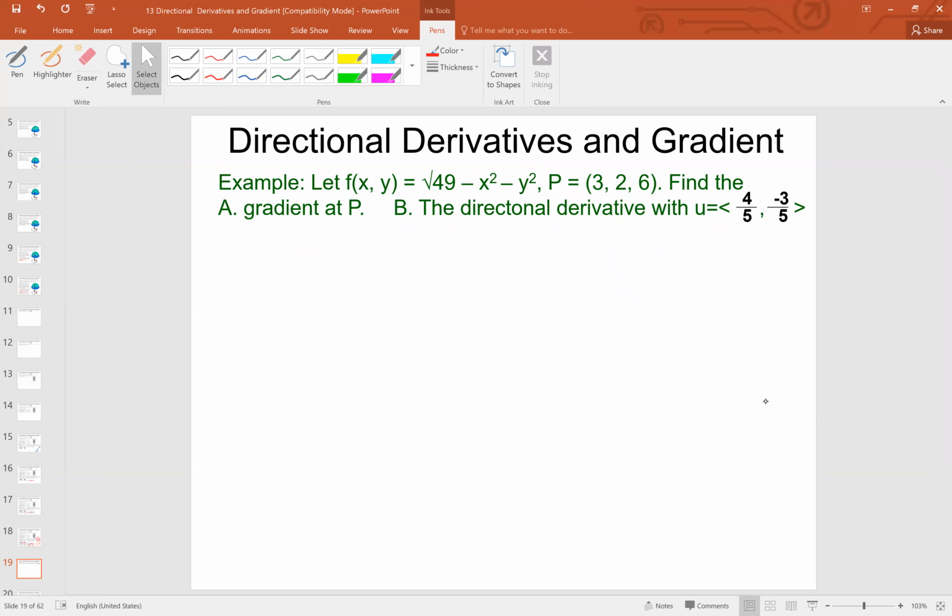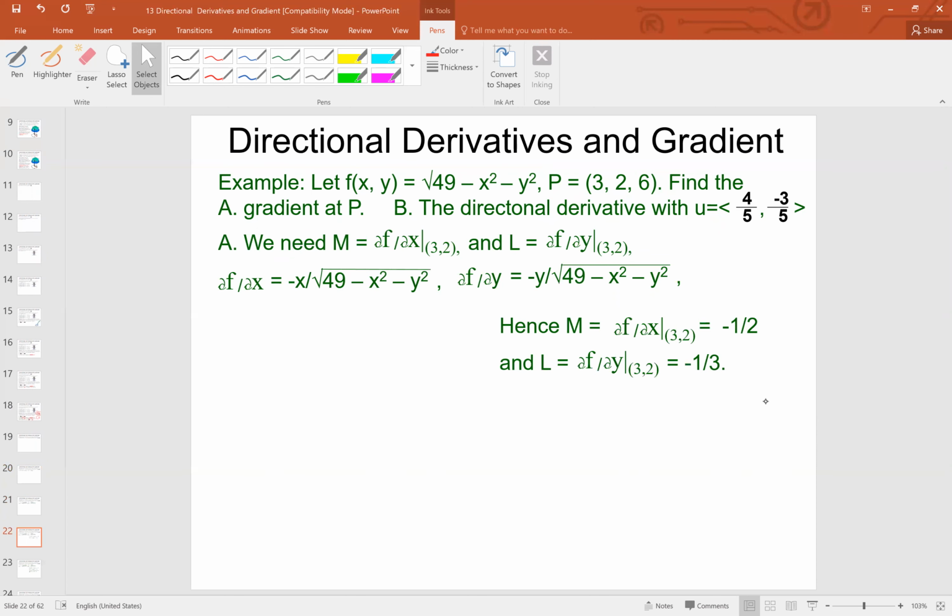And here's the calculation. By the way, again, we use a sphere. That's easy to do. Let me calculate through, show the calculation, then we will draw it out. This is a sphere of radius 7, and this is the partial with respect to x and y. So the gradient is, m is this, l is that. So the gradient is (-1/2, -1/3). And that's a very useful vector.